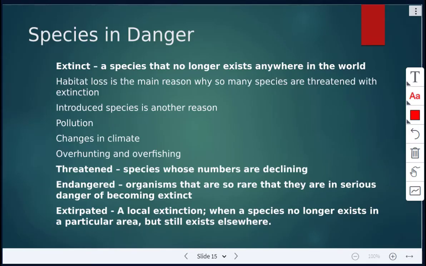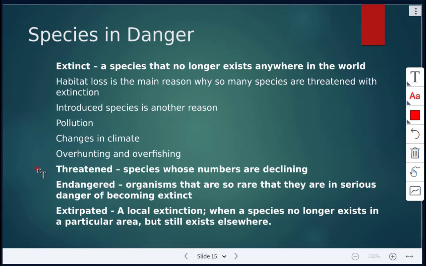Okay, so next we are looking at species in danger. So when we talk about a species that has gone extinct, that means that species no longer exists anywhere in the world. And habitat loss is the main reason why so many species are threatened with extinction. Like we talked about introduced species or invasive species, that's another reason. Pollution, changes in climate, overhunting and overfishing, those are all other reasons why species are threatened or endangered.